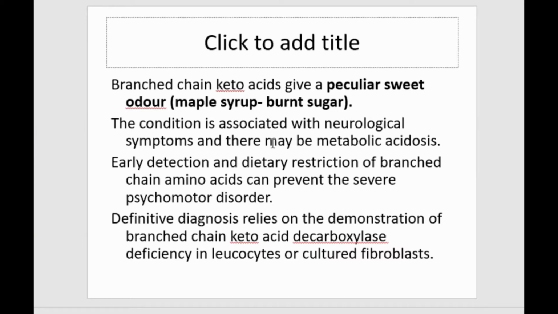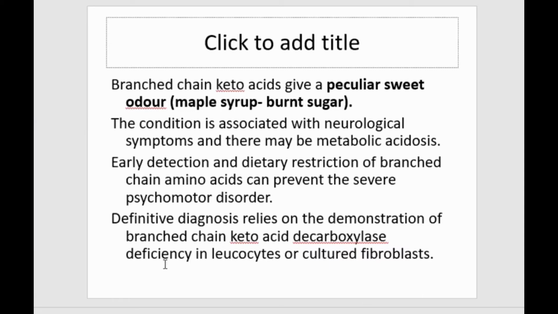The condition is associated with neurological symptoms and there may be metabolic acidosis. As you have seen, hyperammonemia also can be there because of inhibition of carbamyl phosphate synthesis. So early detection and dietary restriction of branched chain amino acids can prevent the severe psychomotor disorder. Definitive diagnosis relies on the demonstration of branched chain keto acid decarboxylase deficiency in leukocytes or cultured fibroblasts.